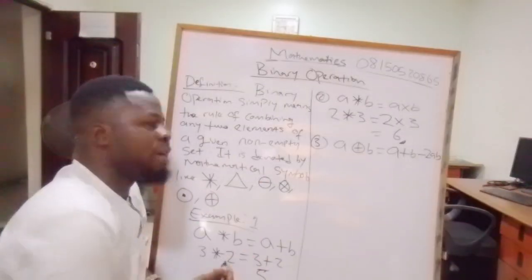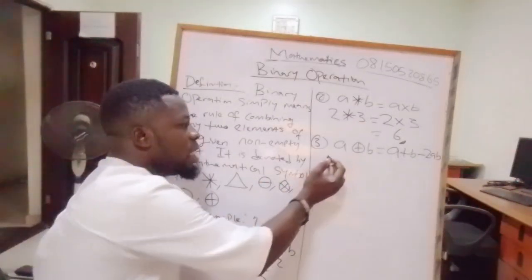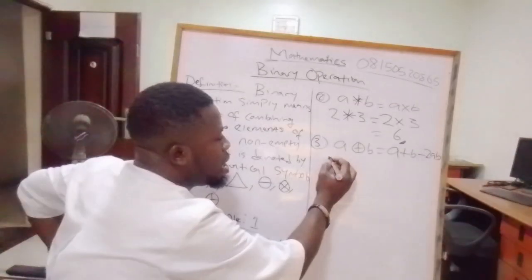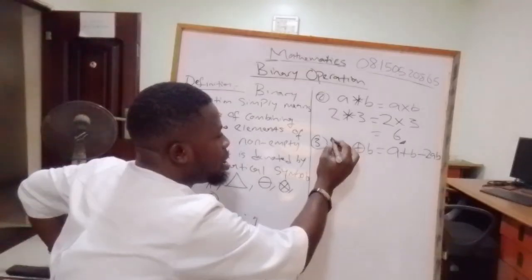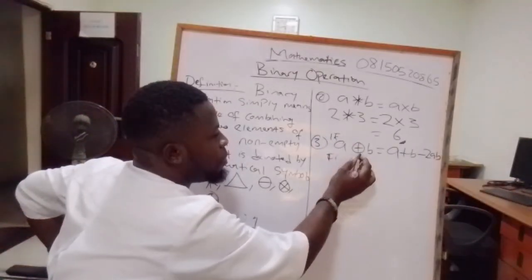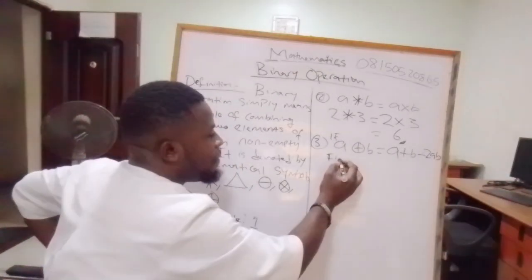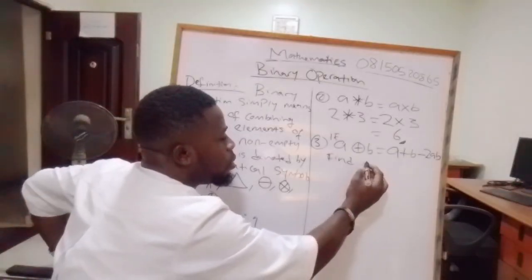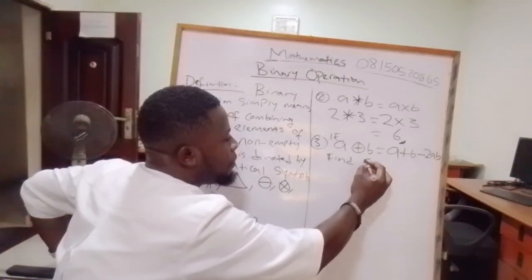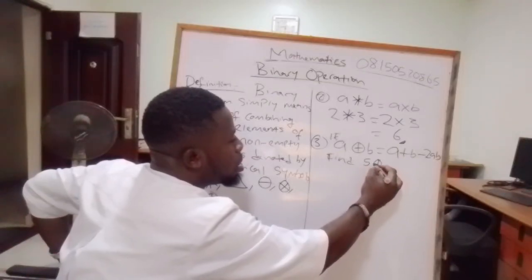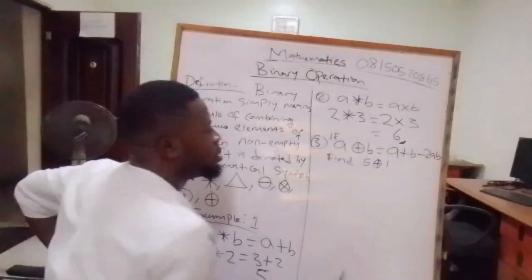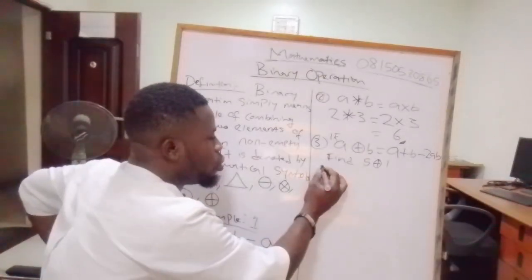So if you want to handle this, how are you going to solve it? This time around, let's say I now ask: find 5 operation 1. So therefore, solution.